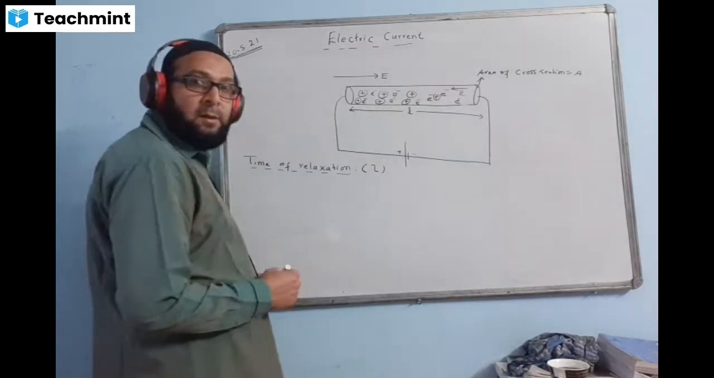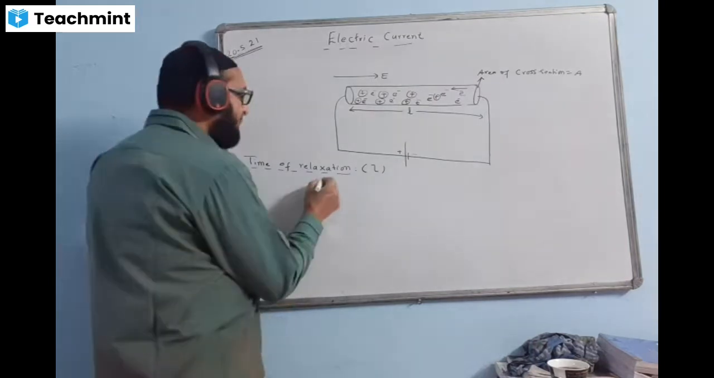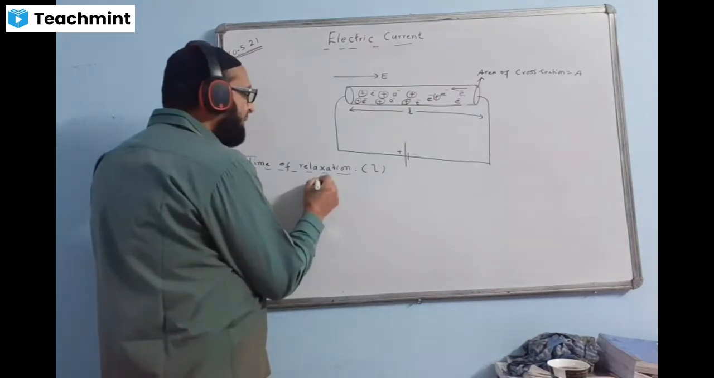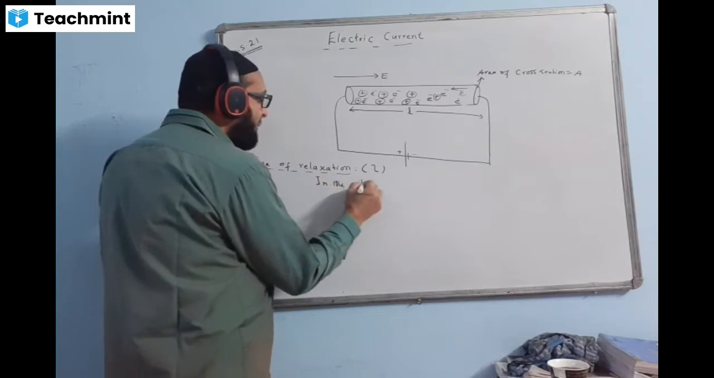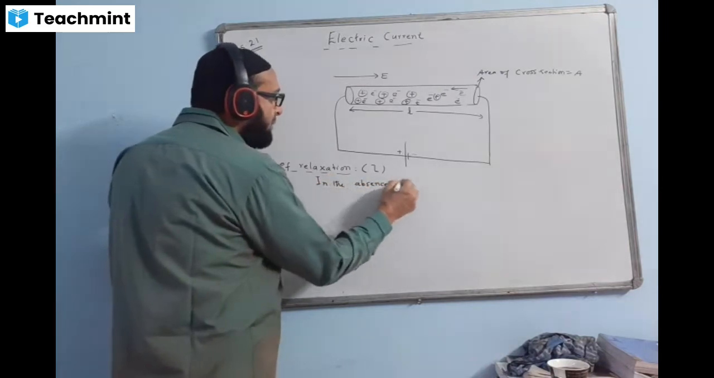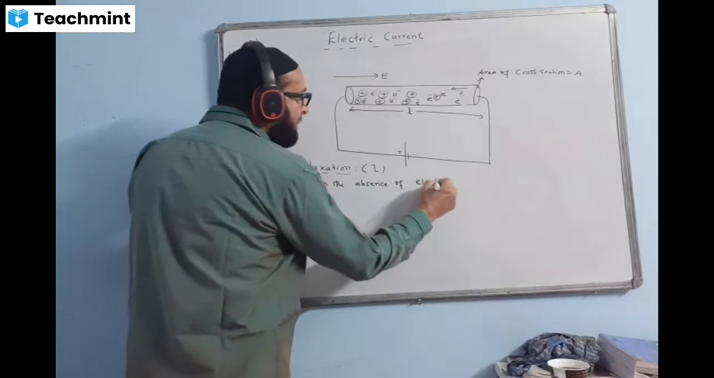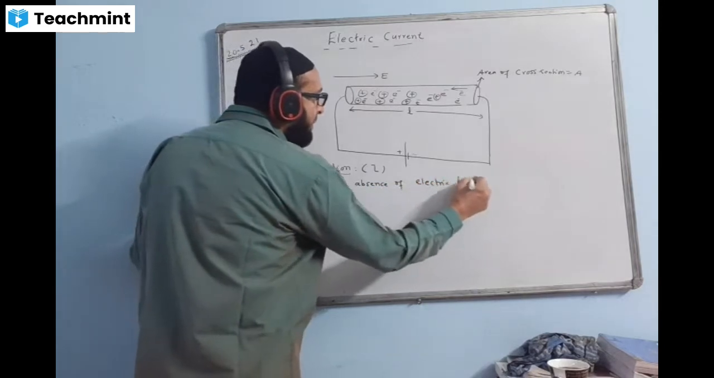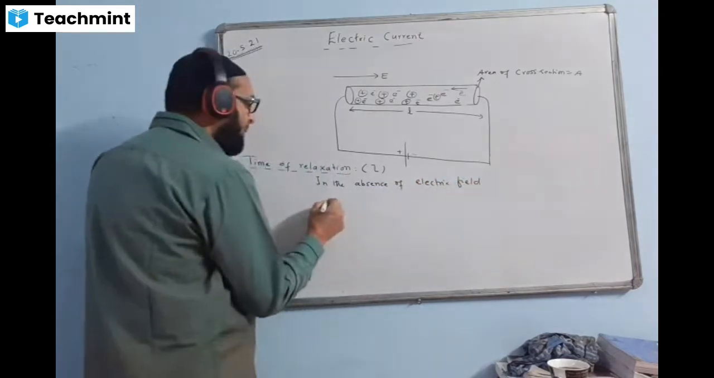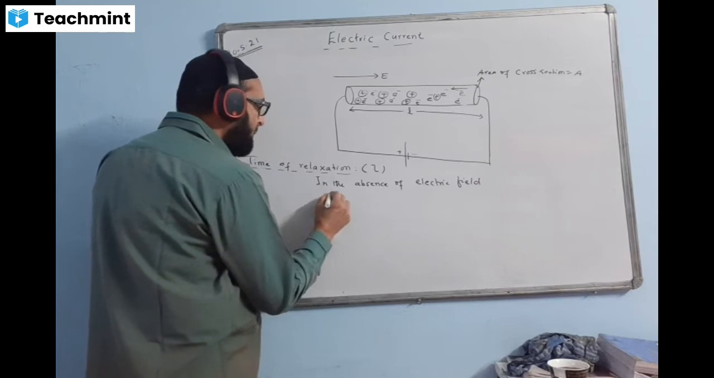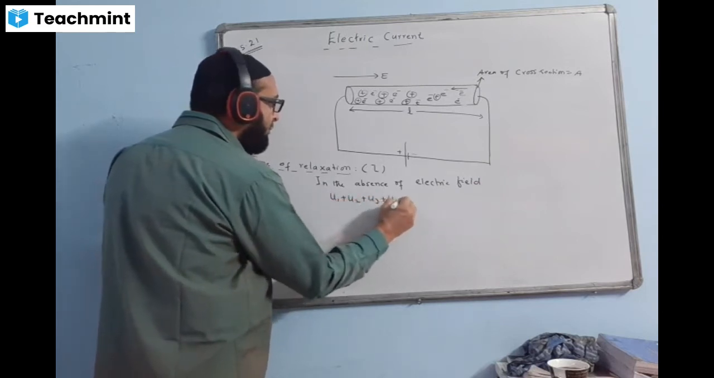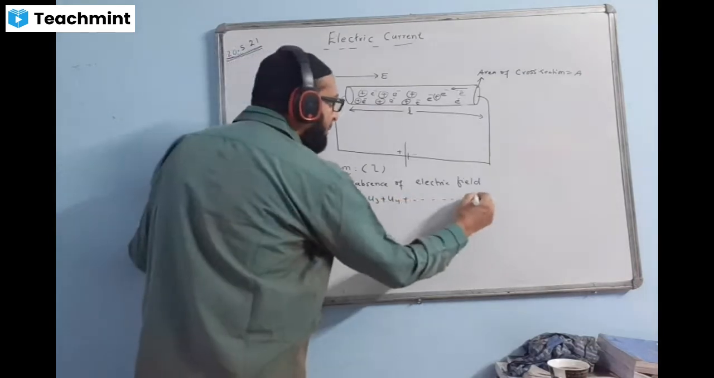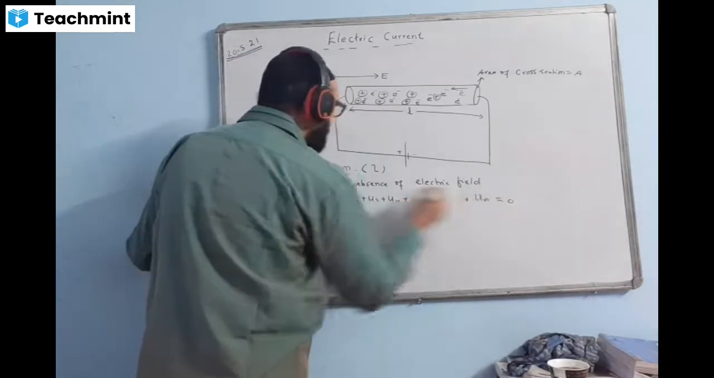All right. After giving this heading, you can write here, in the absence of electric field, we write like this: U1 plus U2 plus U3 plus U4 plus so on plus UN equal to 0, like this.